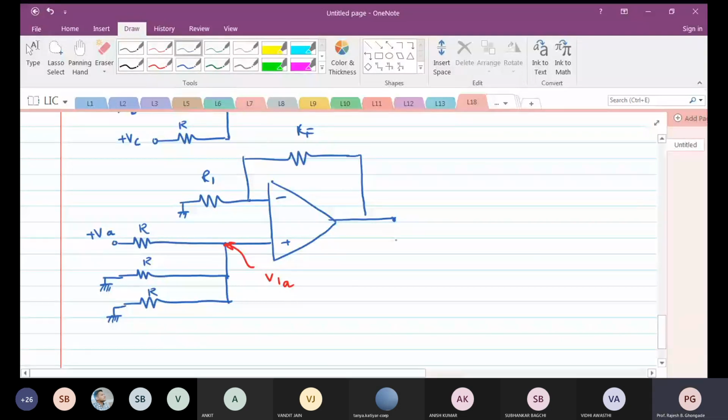Right now we are not talking about output voltage. We just want to find out what is the voltage that appears here when one of the inputs is applied and the other two voltage sources are replaced by their internal resistances. Means they are simply grounded. So what is going to be V1A?